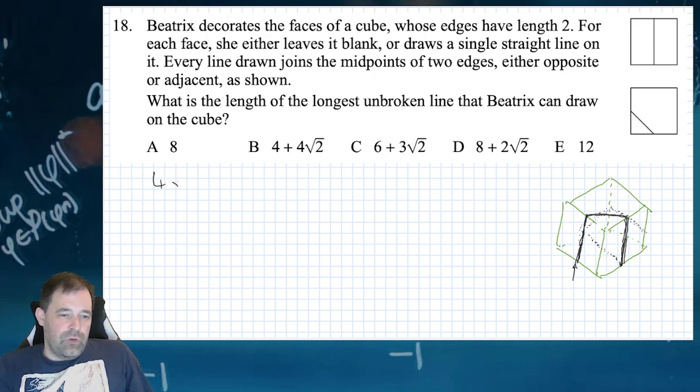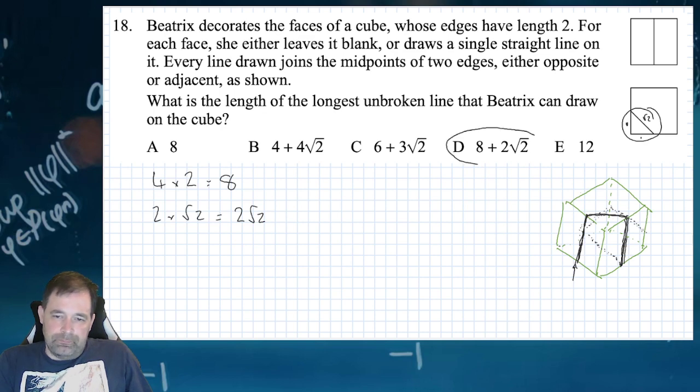So I think we've got 4 straight lines. So we've got 4 2s is 8, and then this is going to be a root 2 because it's a 1 by 1 root 2 length. It's going to be 2 lots of root 2. It's going to be 2 root 2. It's going to be 8 plus 2 root 2.